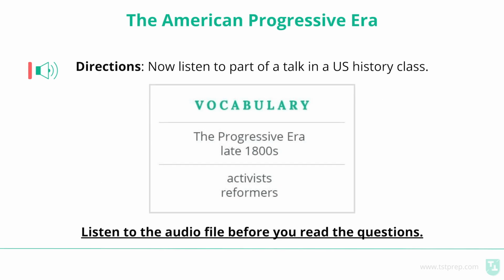Directions. Now listen to part of a talk in a U.S. history class. The Progressive Era was a time of wide-ranging causes and varied movements, where activists and reformers from diverse backgrounds and with very different agendas pursued their goals of a better America.